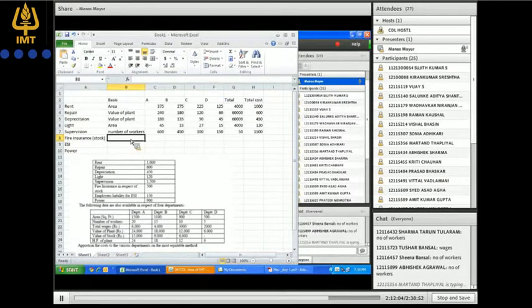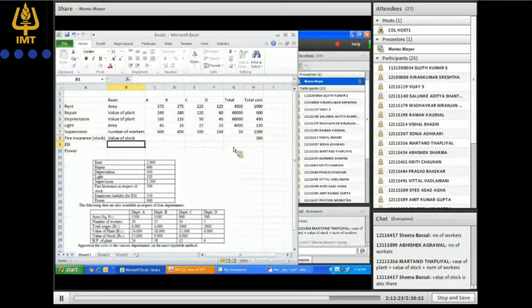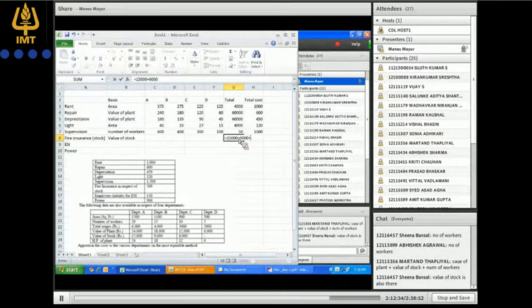Now, fire insurance, I think it should be very clear here. It should be on the basis of value of plant, because the insurance is for the stock. Right. So your total fire insurance is for rupees 500, and total value of the stock is equal to 15,000 plus 9,000 plus 6,000. So this is your total value of stock, and then you need to distribute this.